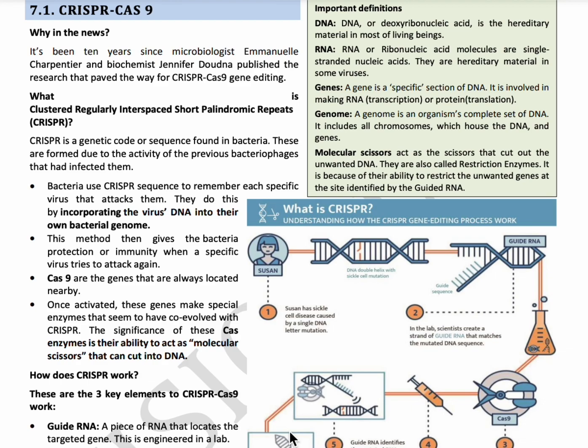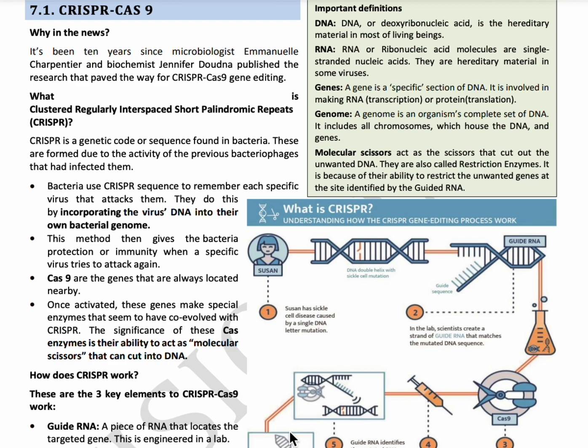So let's start. The first topic is CRISPR-Cas9 technology, or Clustered Regularly Interspaced Short Palindromic Repeats, that is CRISPR full form. So CRISPR is a genetic sequence or a genetic code found in the bacteria to remember the virus that attacks them by taking the virus DNA into their own bacterial genome and gives protection or immunity when a specific virus tries to attack again. And Cas9 is a molecular scissors that cuts the unwanted DNA.